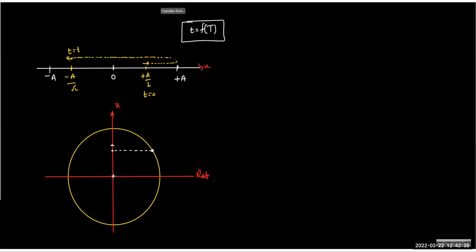So the rule is you join the center to the point. Can you find this angle? Yes, you can find it, because this is a by 2, and this is a. So sine phi is 1 by 2, and phi is pi by 6. All right. Then you start the journey like this. You reach the extreme, and you come towards the mean, but you don't stop there. You go on the other side till you reach minus a by root 2. Right? That's fine.